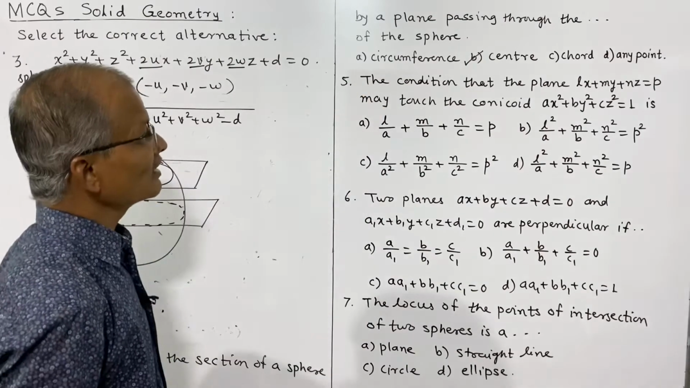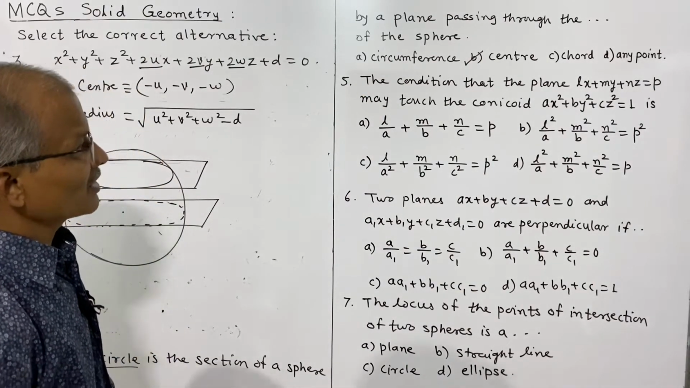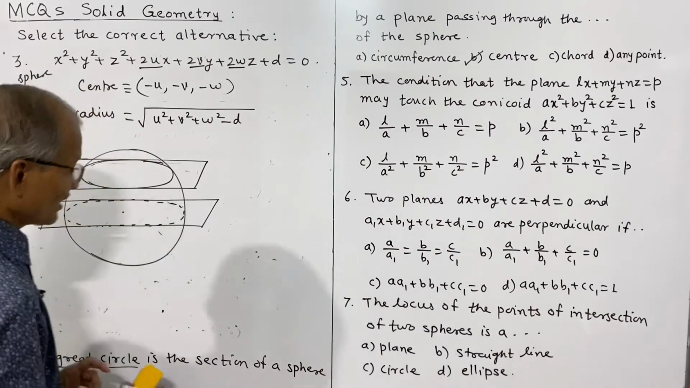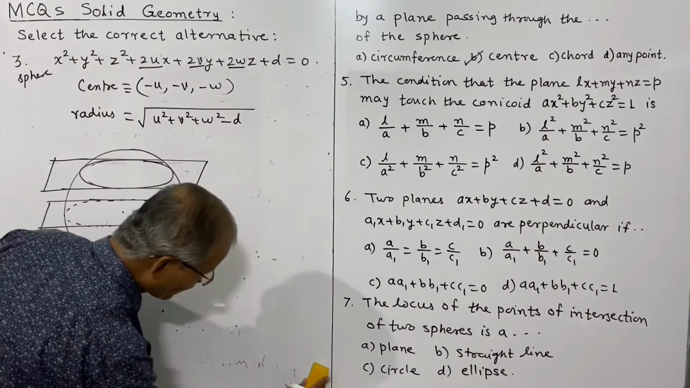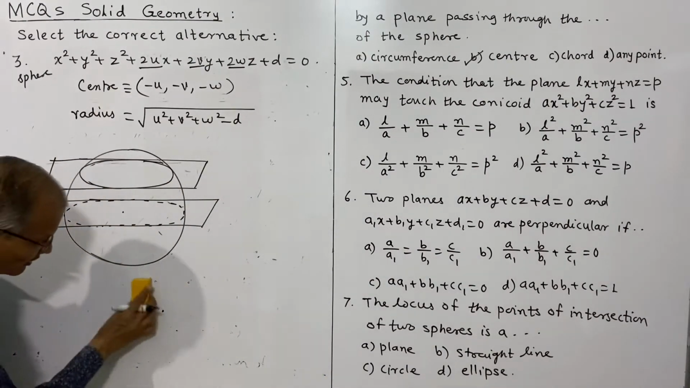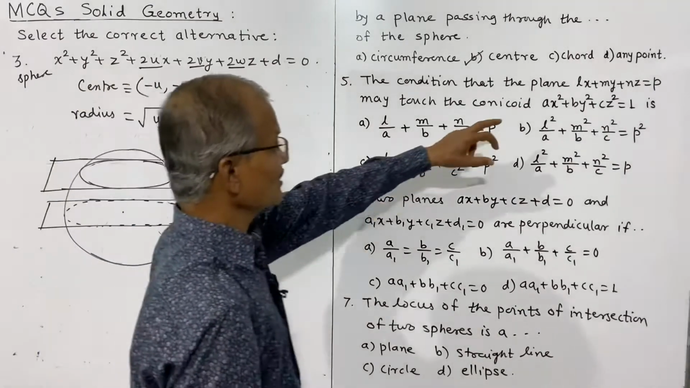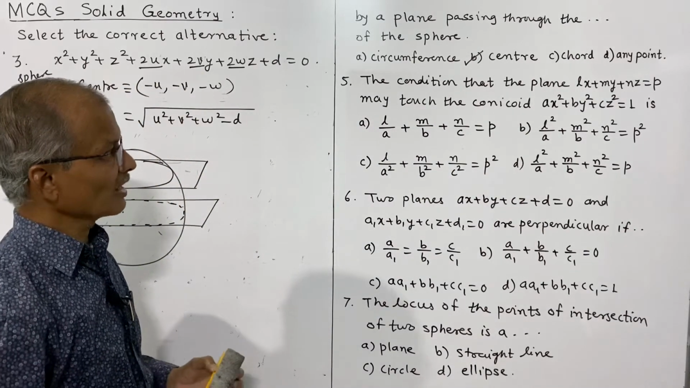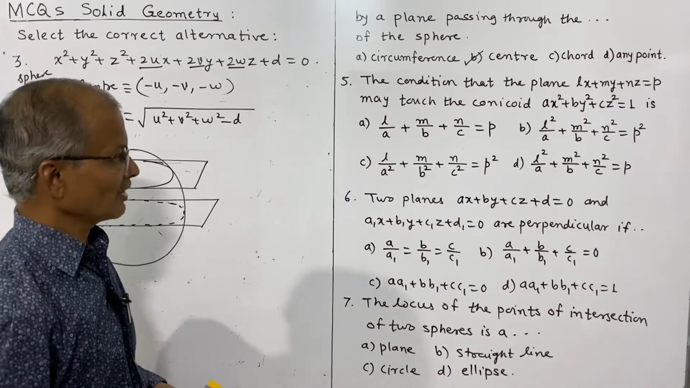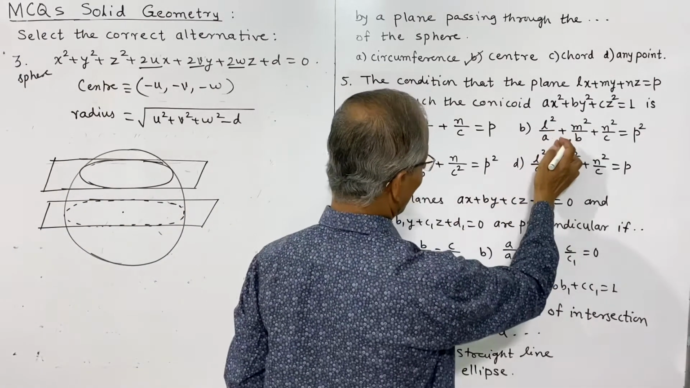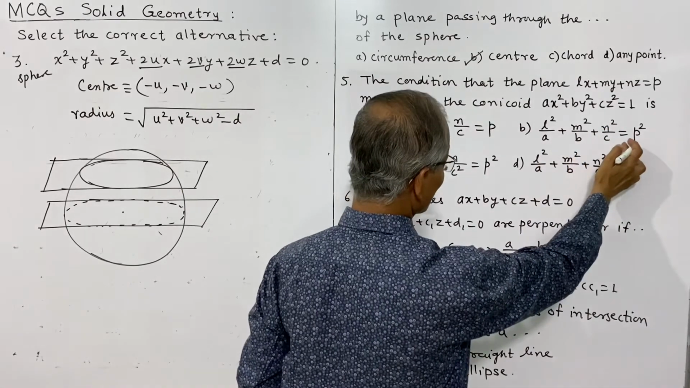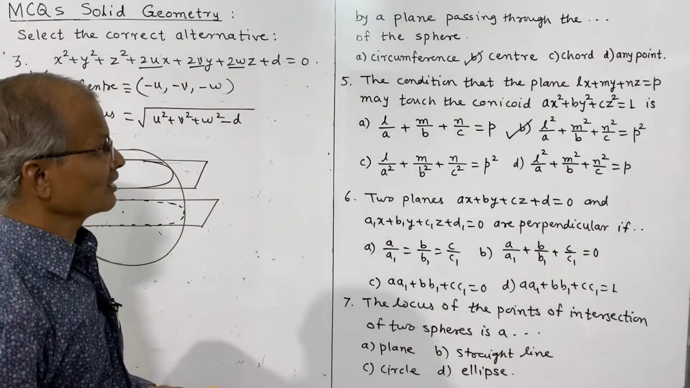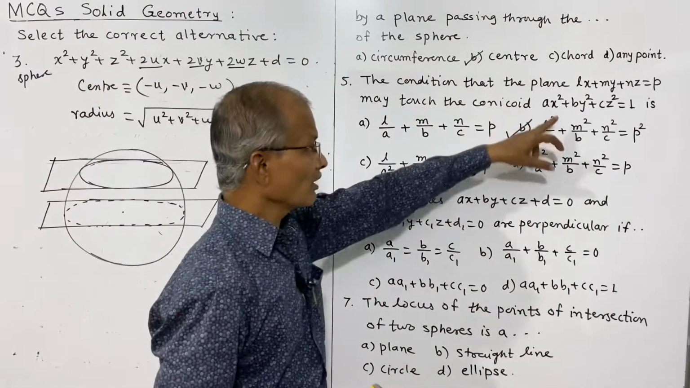The next question is, the condition that the plane Lx plus My plus Nz is equal to P may touch the conicoid is. Now this is a theory part, that is a condition of tangency, that this plane will touch this conicoid solid object at a single point. So that condition is given by L square by A plus M square by B plus N square by C is equal to P square. So this is the correct alternative. This is the condition of tangency of the plane with this conicoid.